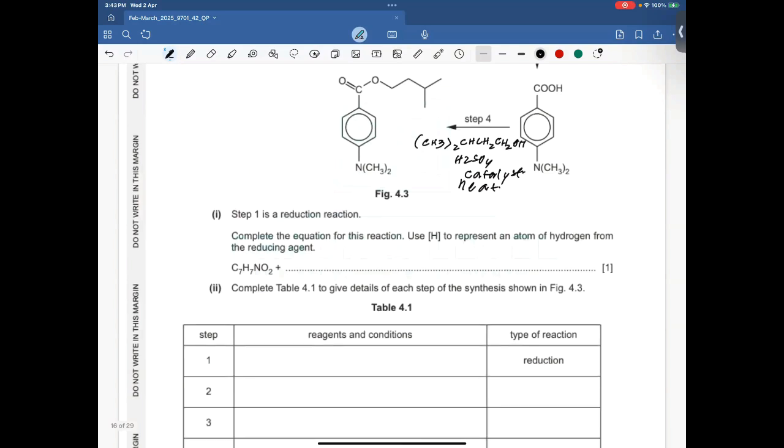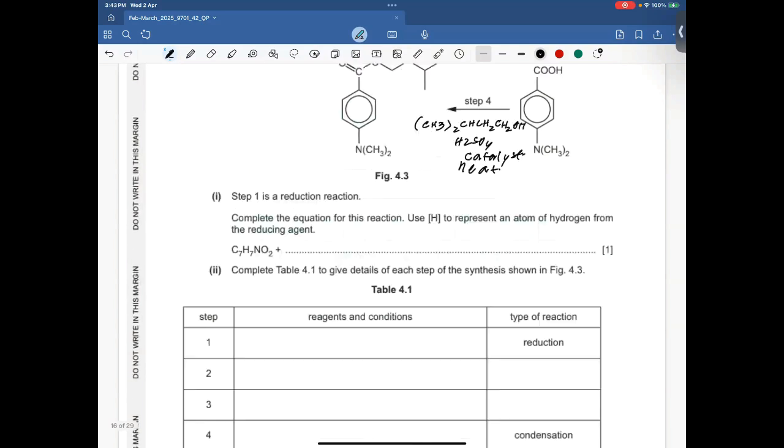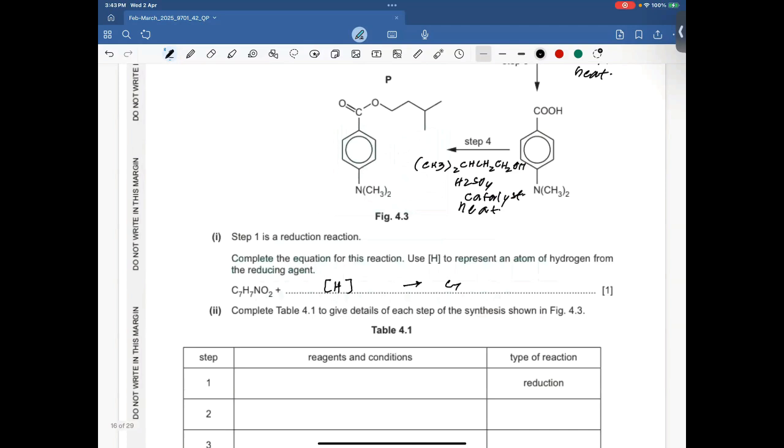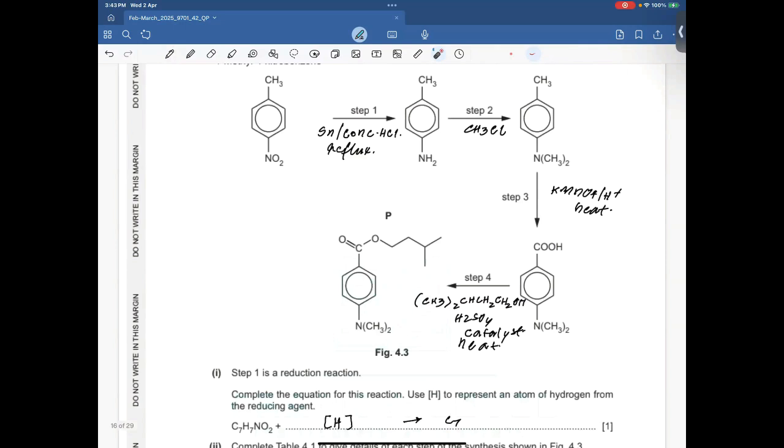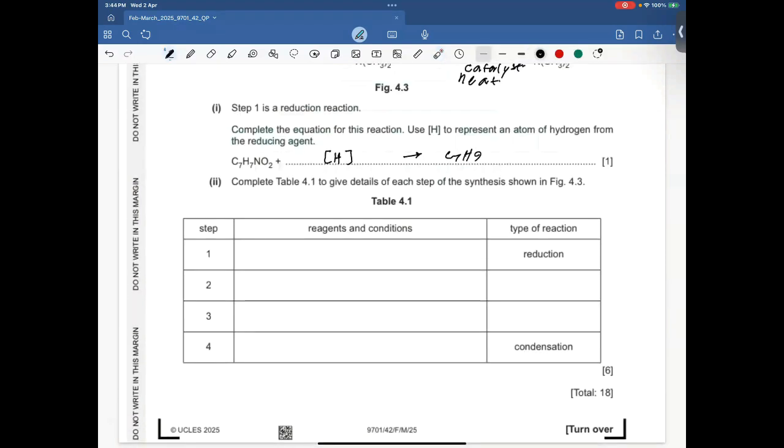Step 1 is a reduction reaction. Agreed. Complete the equation for this reduction. Reduction. All reducing agents are represented by nascent hydrogen like this. We have C7. Count hydrogens. 1, 2, 3, 4, 5, 6, 7 carbon. Hydrogens. 1, 2, 3, 4, 5, 6, 7, 8, 9 hydrogens. And 1 nitrogen. And obviously these two oxygen react with hydrogen, converting into 2 moles of water.